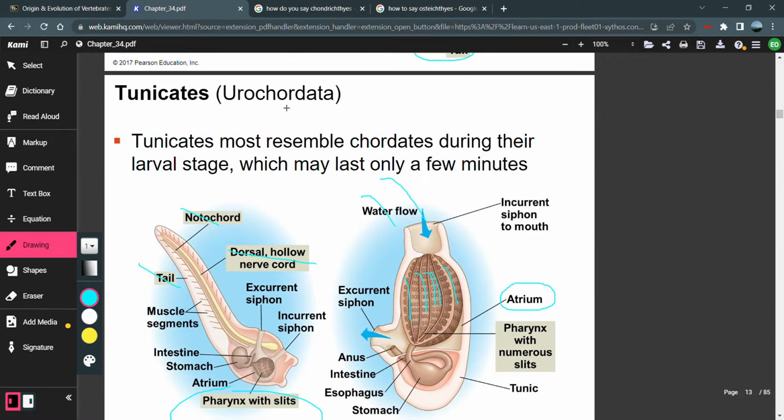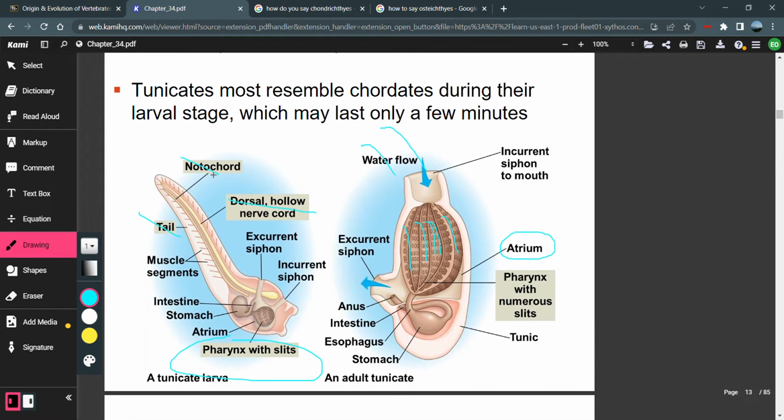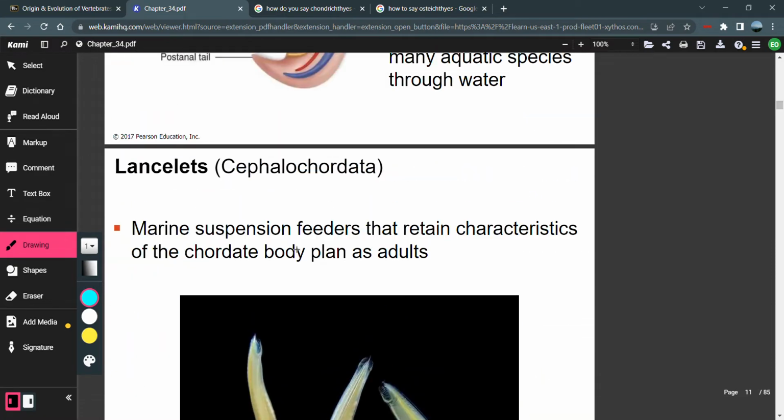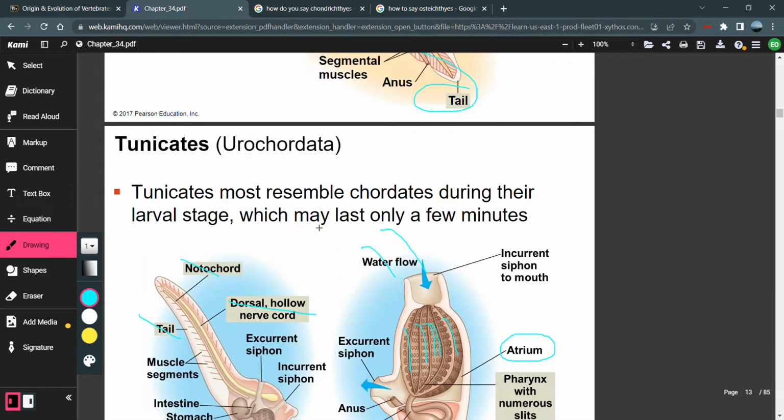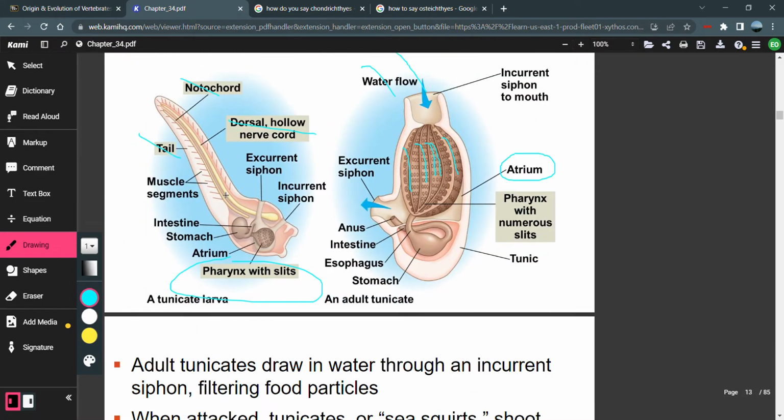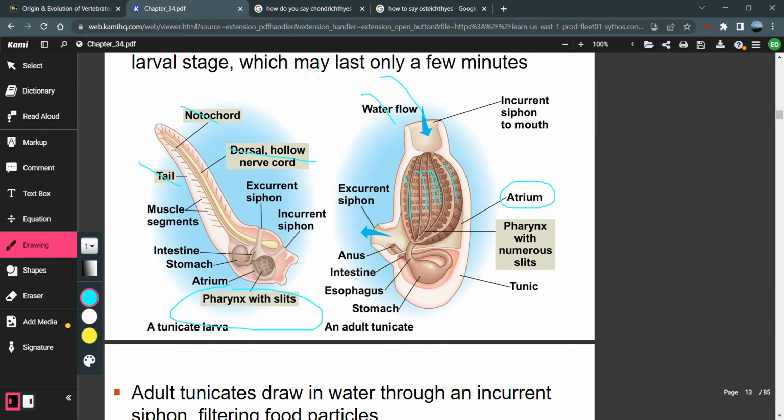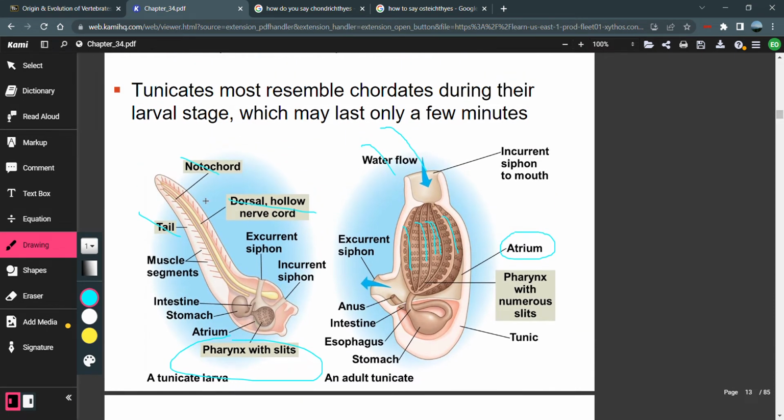And the tunicates, or the urochordata. The tunicates most resemble chordates during their larval stage. So here is our larval tunicate. It looks almost exactly just like that. And they lose a lot of the characteristics during adulthood. And the pharynx, which is the pharyngeal slits, is developed from this one. So they lose all of this, and they keep this.